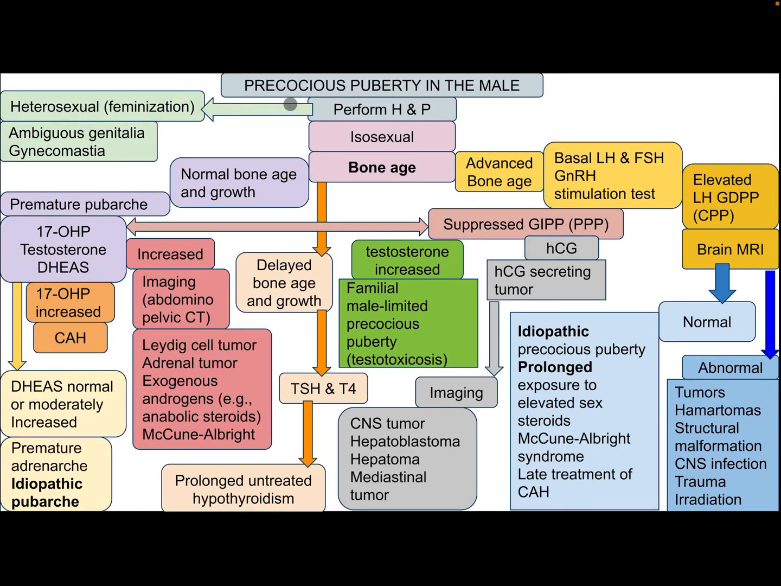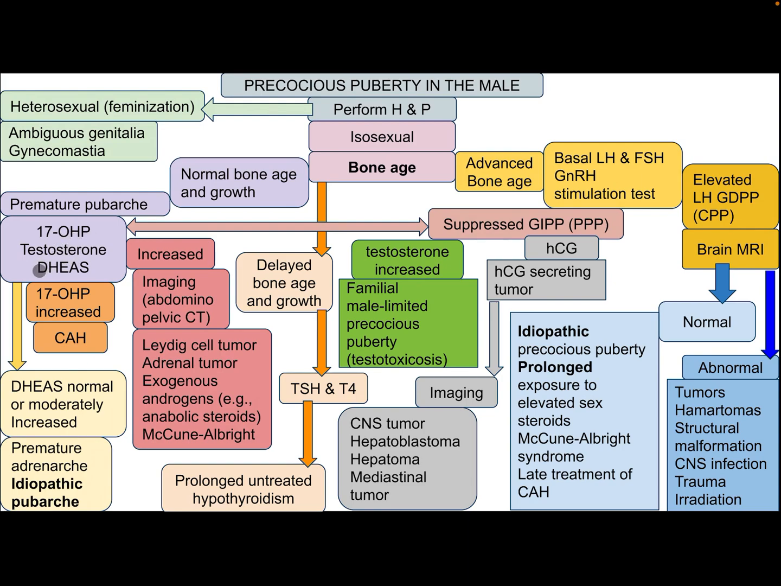How to approach a patient with precocious puberty in male after performing history and physical examination. Is it heterosexual, which is feminization like ambiguous genitalia or gynecomastia? It will be discussed in another lecture. If it is isosexual, the patient needs bone age. If it is normal bone age and growth, this is premature puberty. Investigation may be needed.